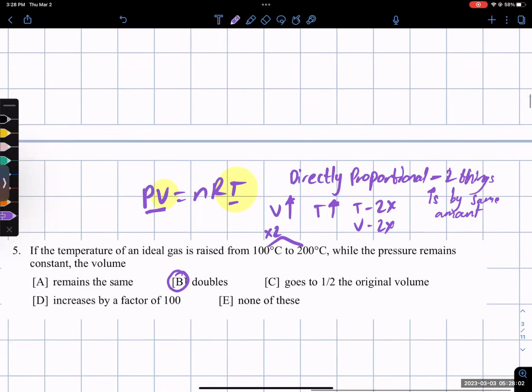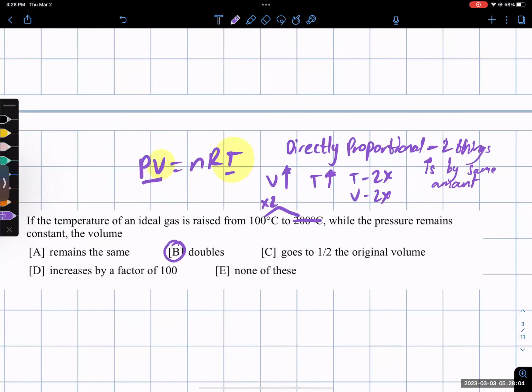Now, let's say that you went from 100 degrees Celsius to 50 degrees Celsius. What would happen then? It would go down by half. Yeah, go down by half. Basically, just look at the relationship between your temperatures and then determine your relationship on the volume based on that. Questions about any of that? Zoom people, we good?